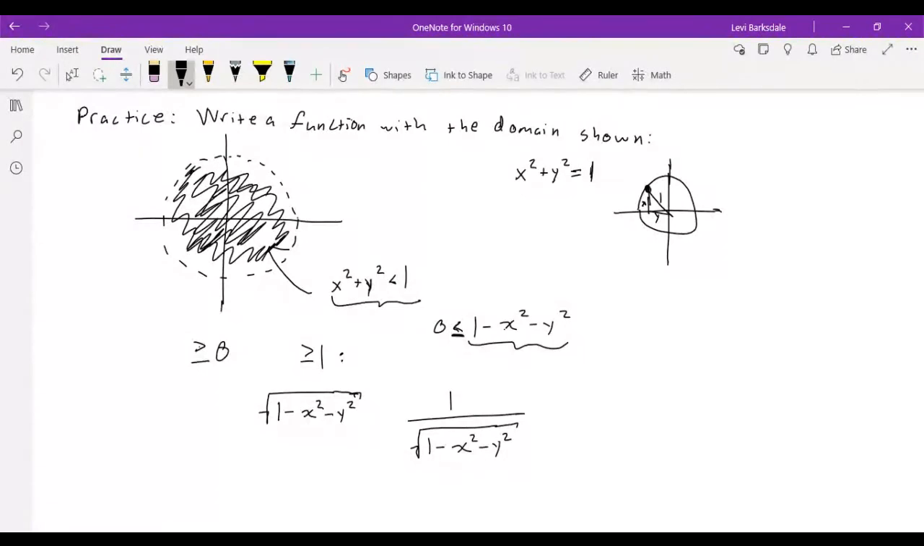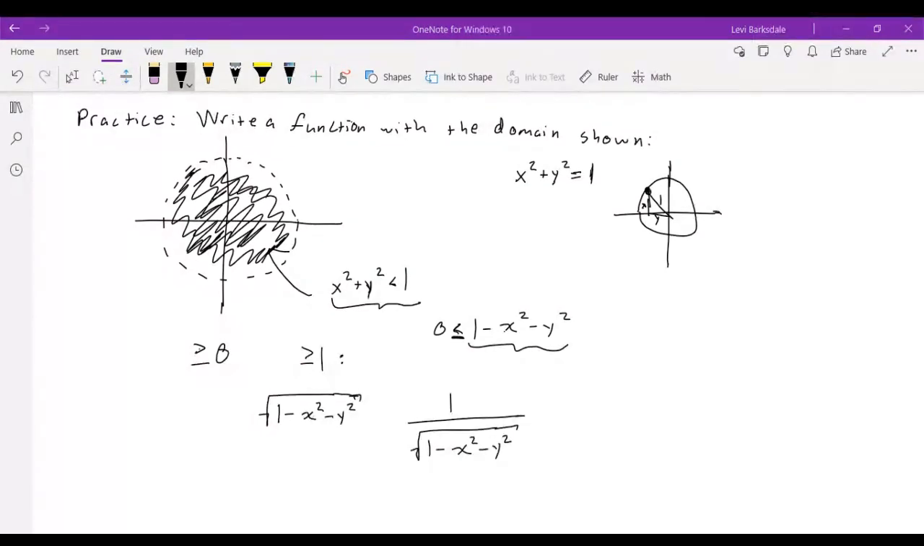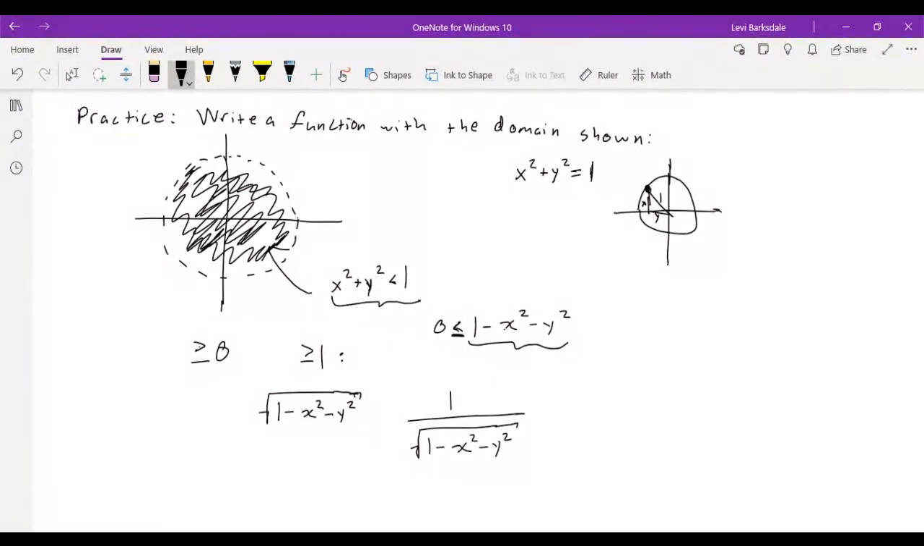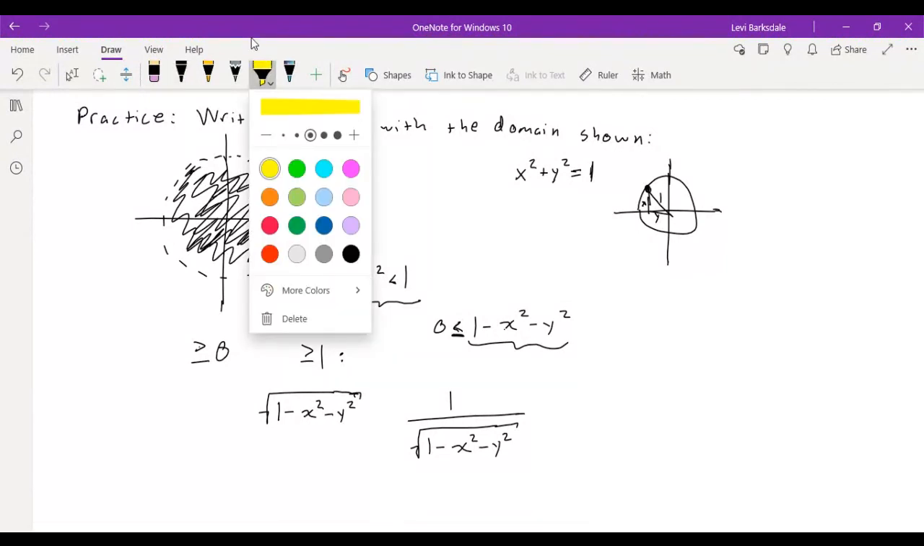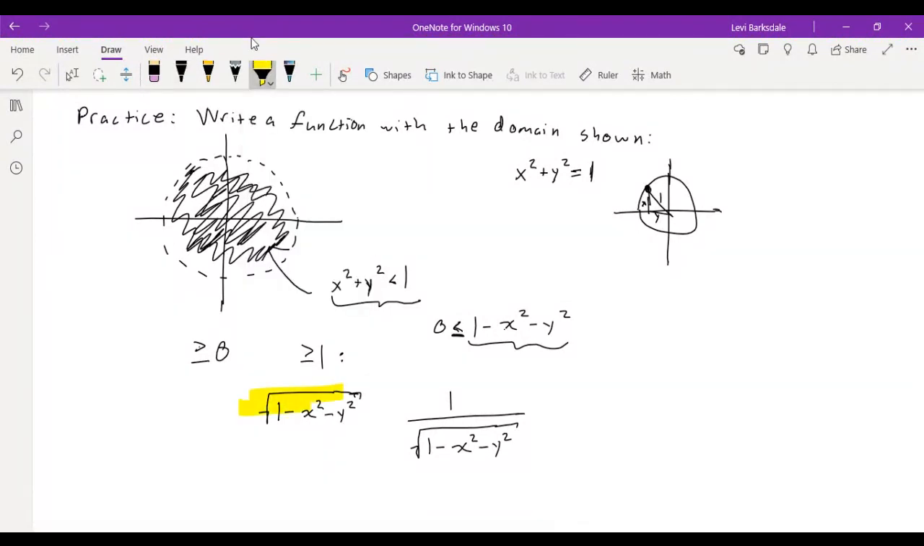It's a bit weird. Let me see if I can explain it in a different way. So why don't we keep this original form? Like, why don't we keep this 1 minus x squared minus y squared right here? Is that what you're asking?